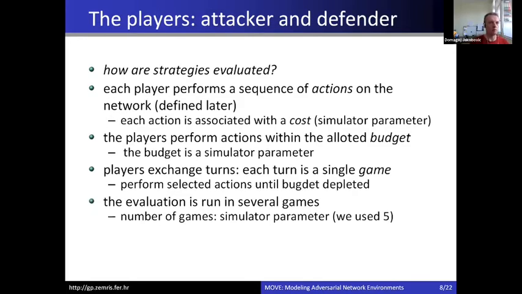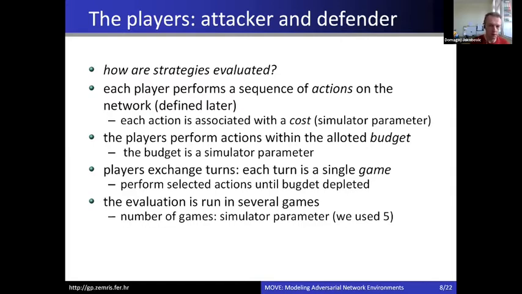So we have two players in this simulation. How are they evaluated? To evaluate both the attacker and the defender, each player performs a sequence of actions on the network. The actions are defined later in the presentation. Each action is associated with a certain cost, which is a simulator parameter, so that no one can do an infinite number of actions. And to determine how many actions are possible in a single move, the players perform actions within the allotted budget, which is also a simulator parameter.